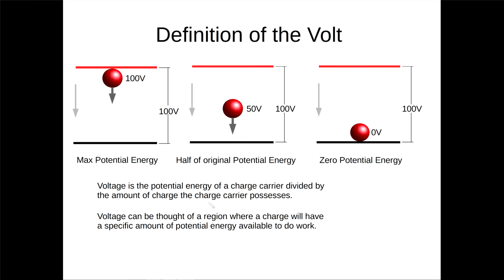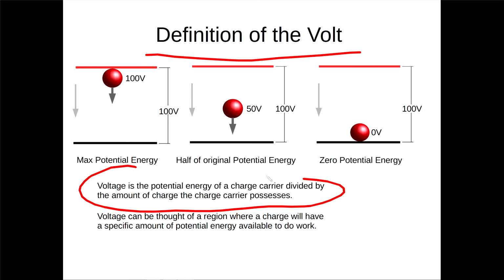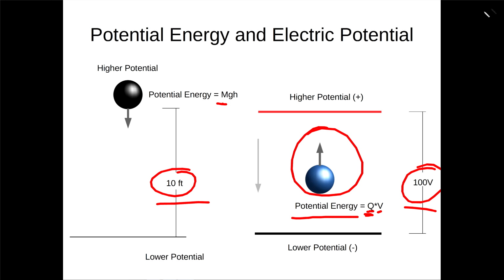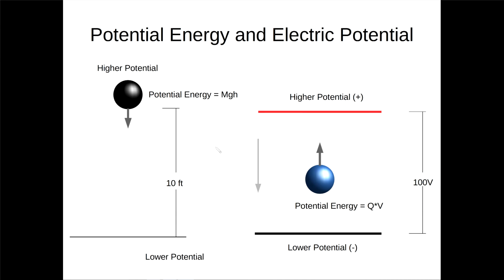So let's look at the actual definition of a volt. This is the formal definition. Let's look down here. I'll just read it to you. I put it in my own words, but this is pretty much the exact definition. Voltage is the potential energy of a charge carrier divided by the amount of charge that the carrier possesses.